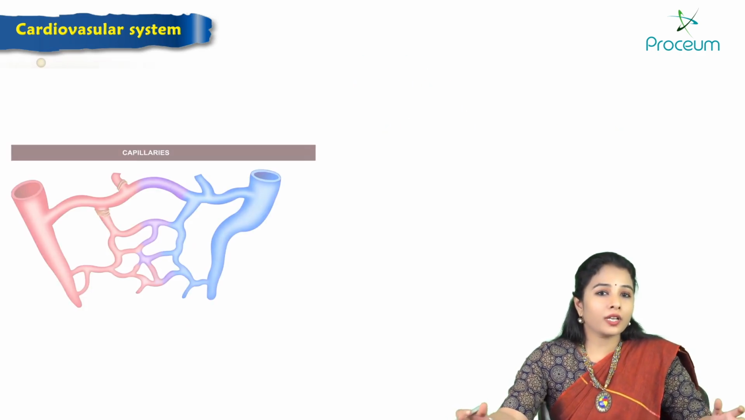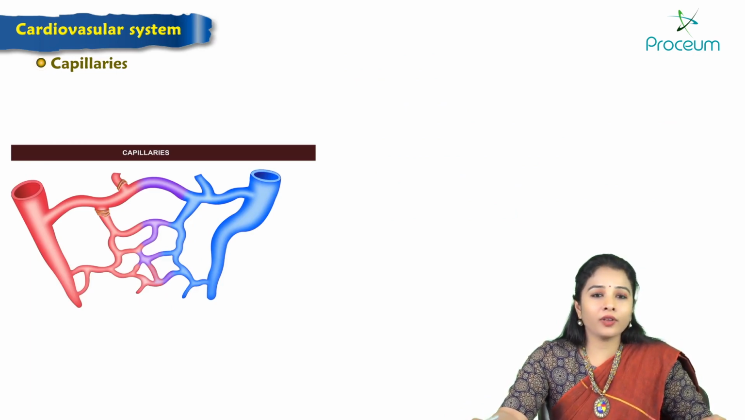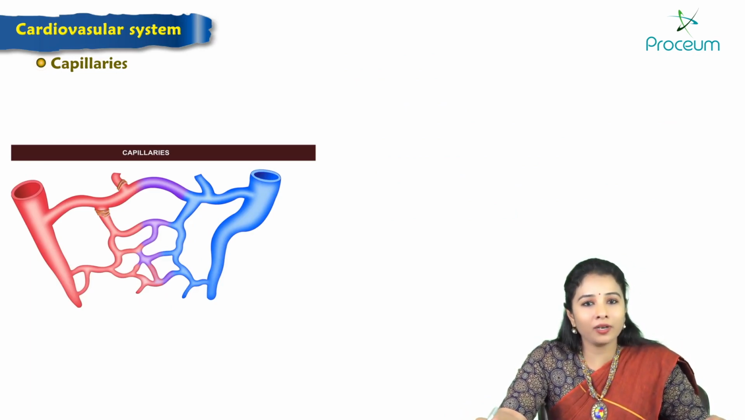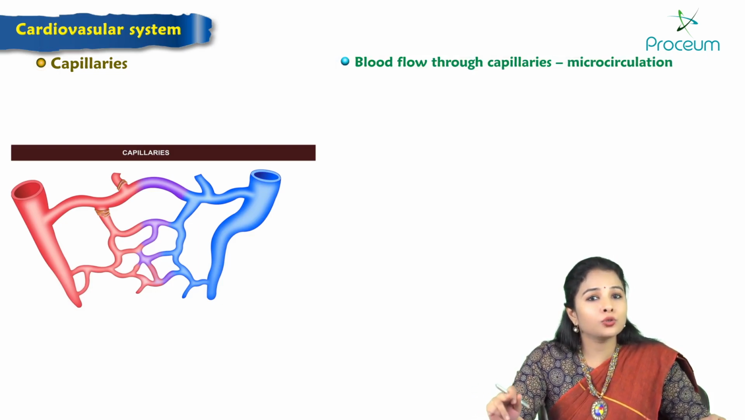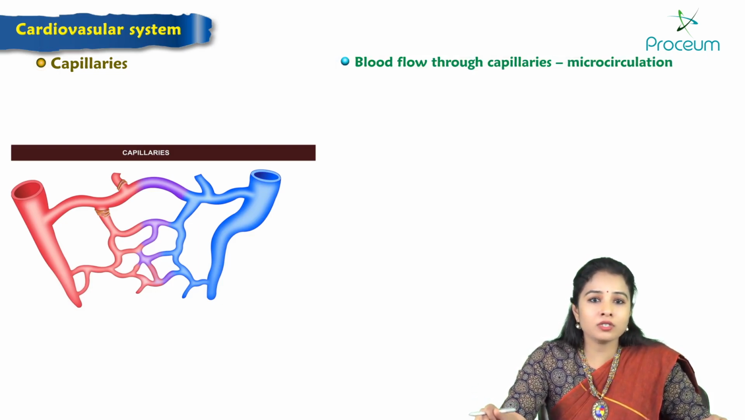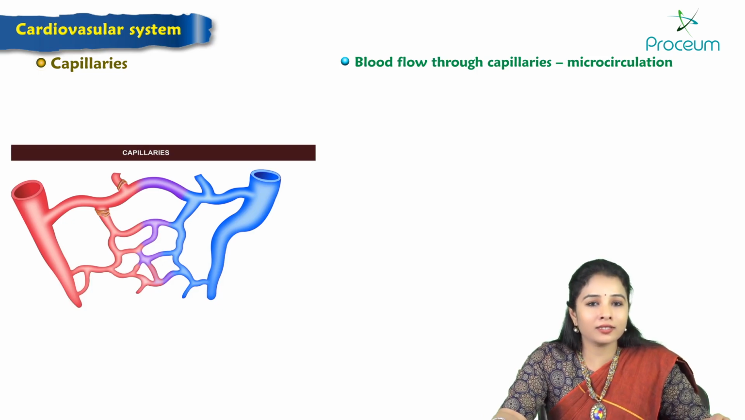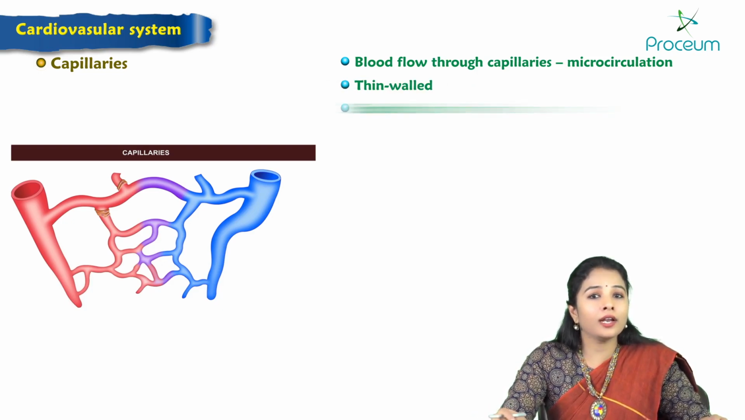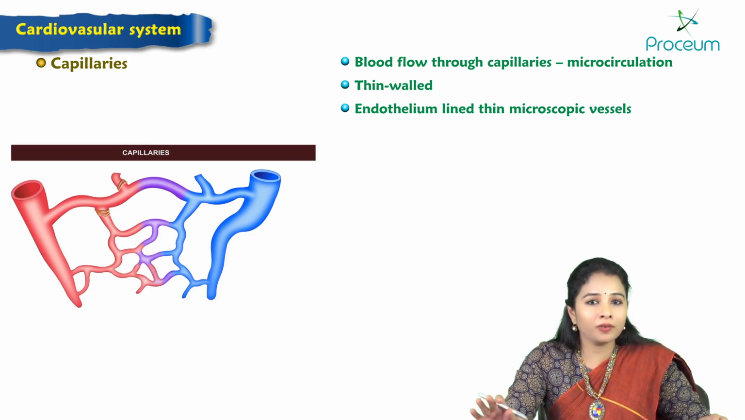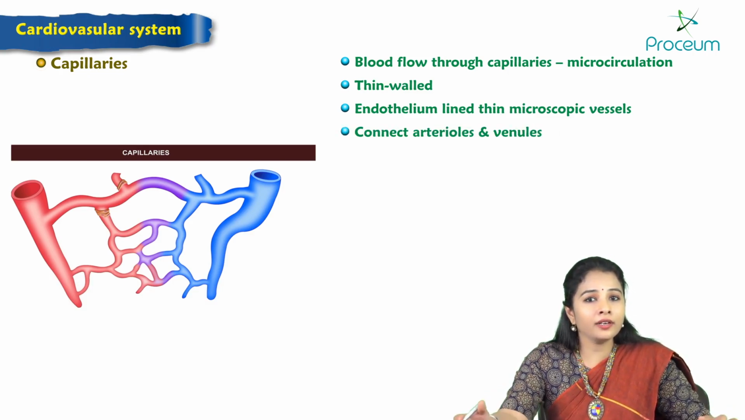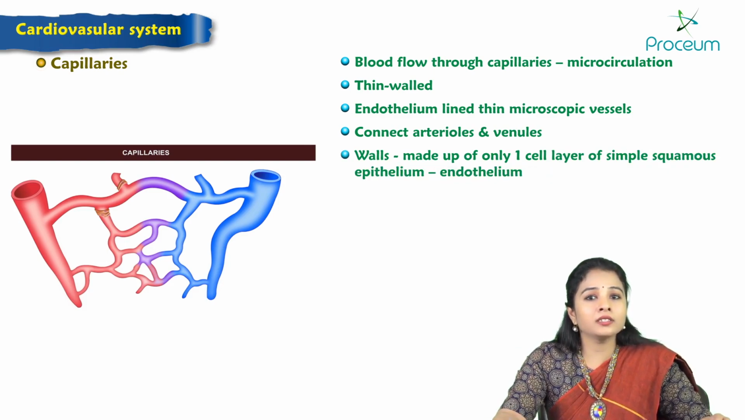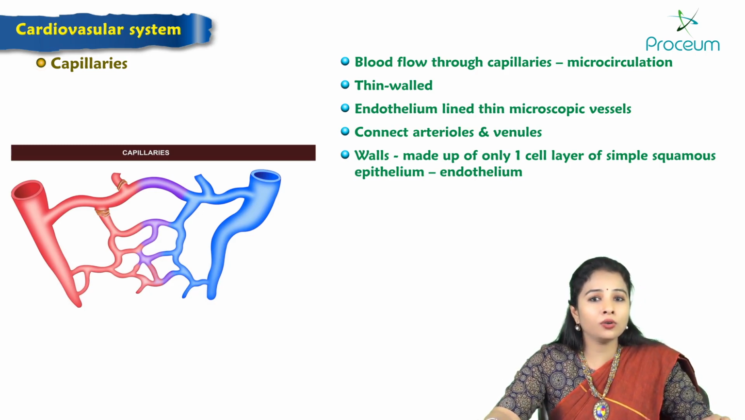So moving on to capillaries. We have finished with the arteries and veins. Now we start learning about capillaries. The flow of blood through the capillaries is called microcirculation. The capillaries are thin walled and endothelium lined microscopic vessels. They connect the arterioles and venules. The walls of capillaries are made up of only one cell layer of simple squamous epithelium, which is called endothelium.